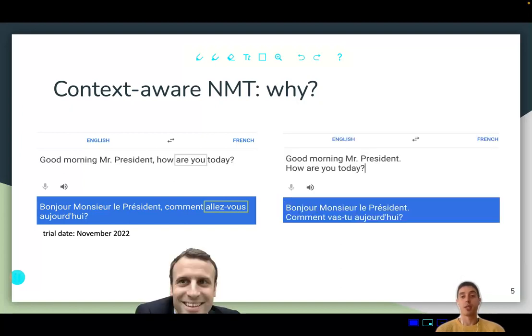However, if we input into the same system the sentence split in two sentences, the system makes the wrong informal choice. And this is because the system is translating sentence by sentence independently from one another in a context-agnostic fashion. Therefore, when it is translating "are you," it cannot see Mr. President because it belongs to the past context, and therefore it cannot make the relationship. This tells us why context-aware NMT is useful and why we want to contextualize the translation of the sentences with all the available information in the other sentences belonging to the same document.